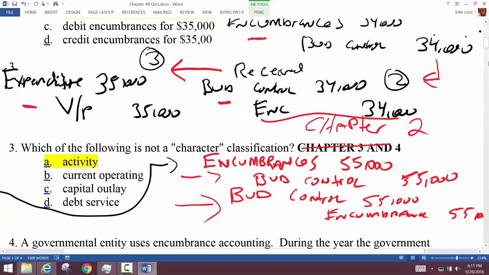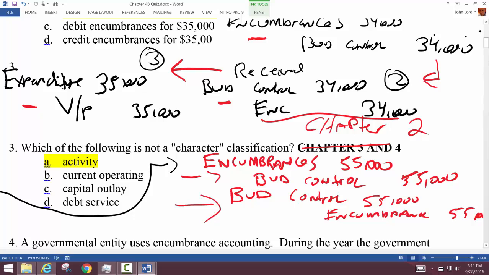Okay. All right. Which of the following is not a character classification? Remember, and I wrote that's actually chapter 2. I don't know why I put chapter 3 and 4 on here. It's actually chapter 2, and so why is it in the chapter 4B lecture? I don't know. Okay, but what happens?